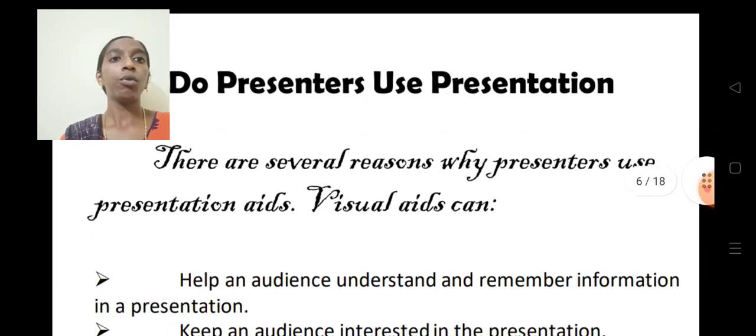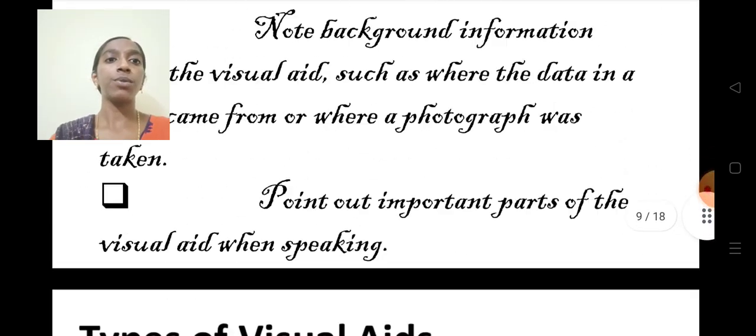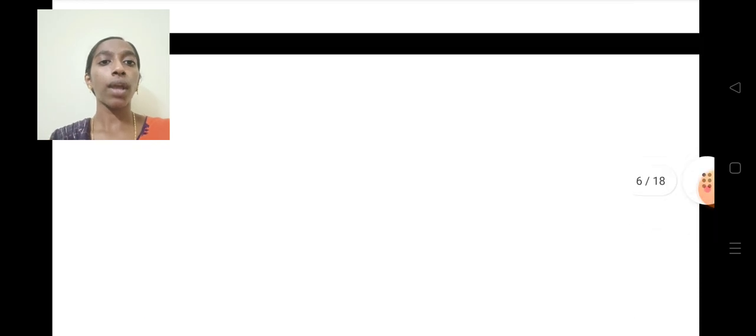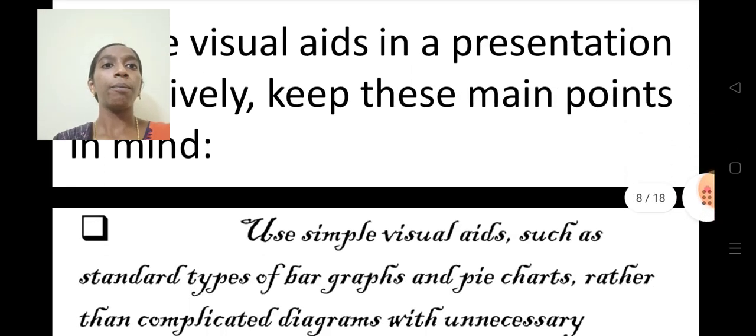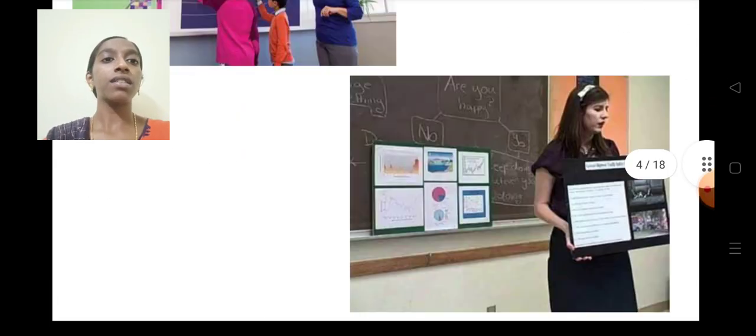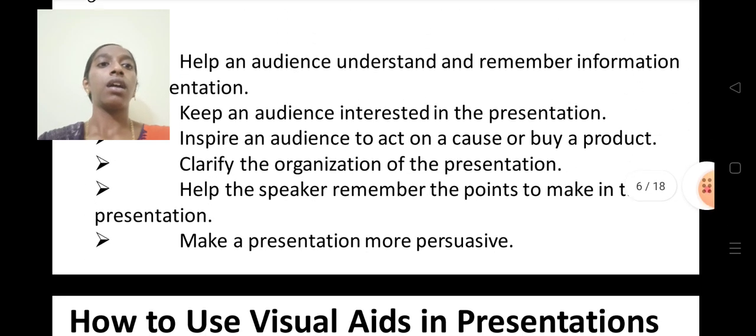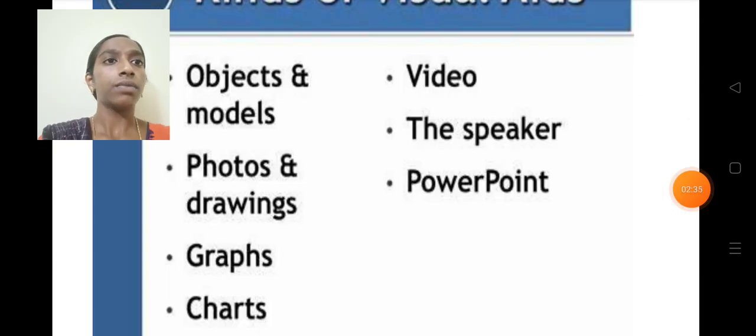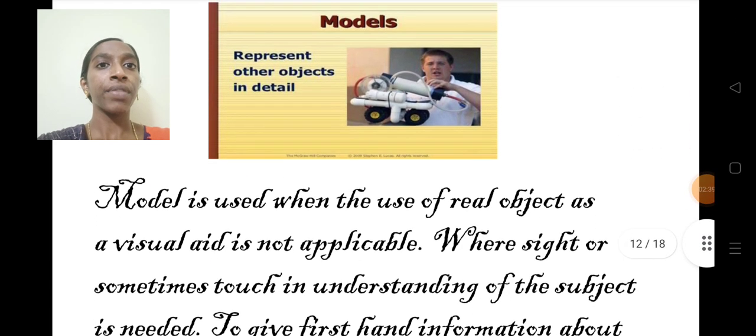Then we move into the types of visual aids. There are objects and models, photos and drawings, graphs, charts, video, the speaker, PowerPoint. These are the types.